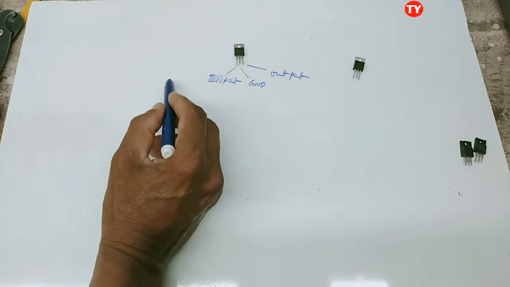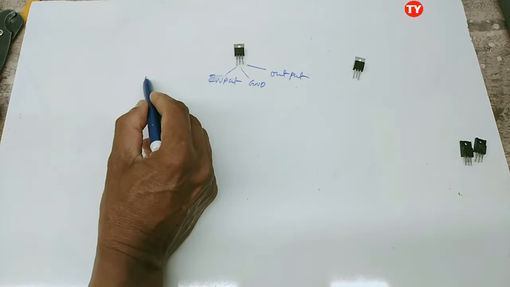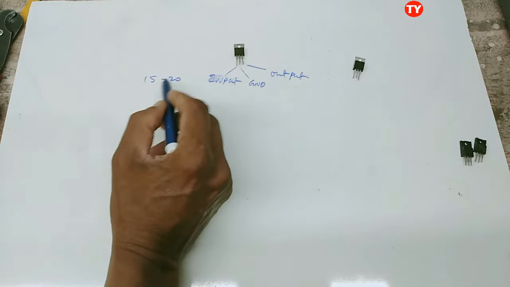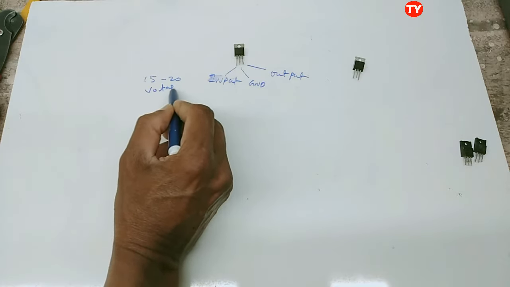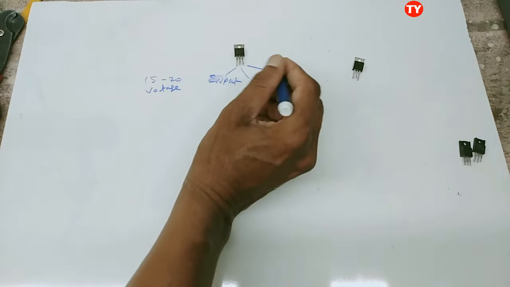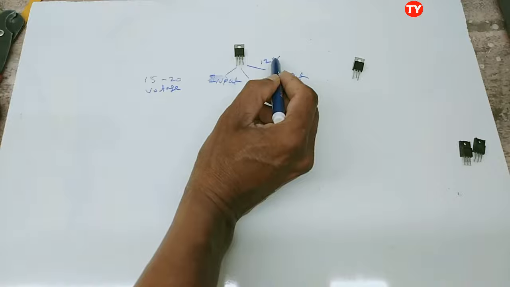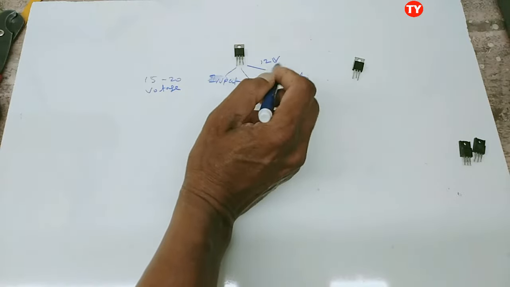If we give here 15 to 20 voltage, we will get only 12 voltage only. Regulated 12 voltage, we will get output 12 voltage.